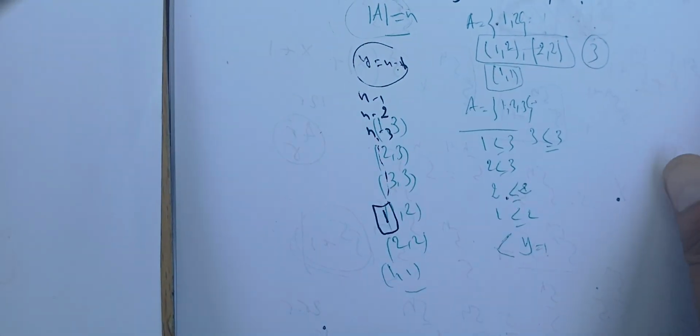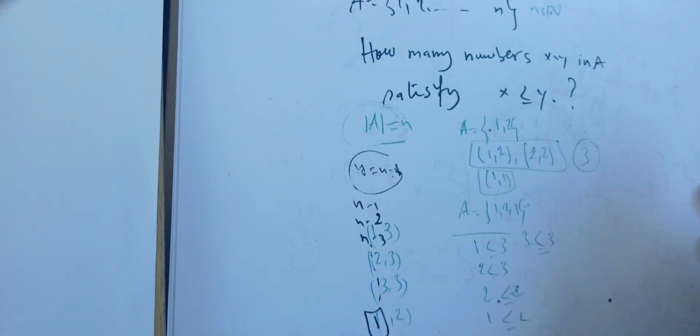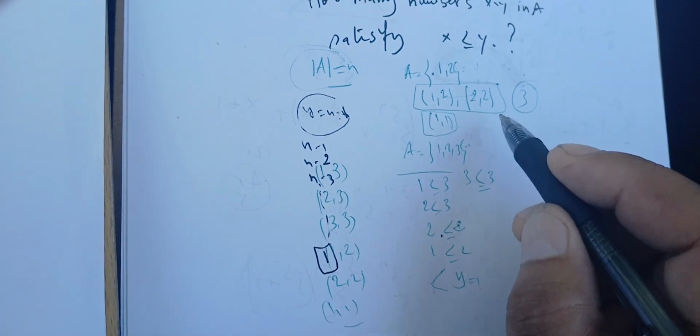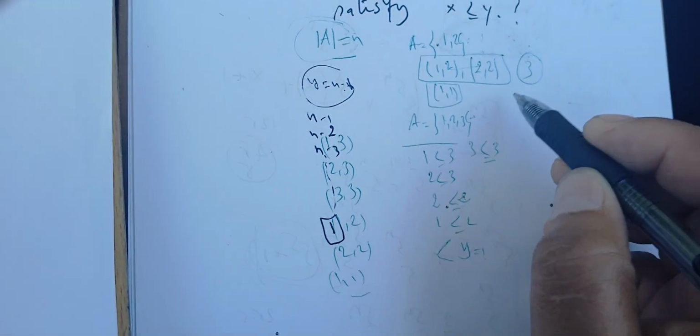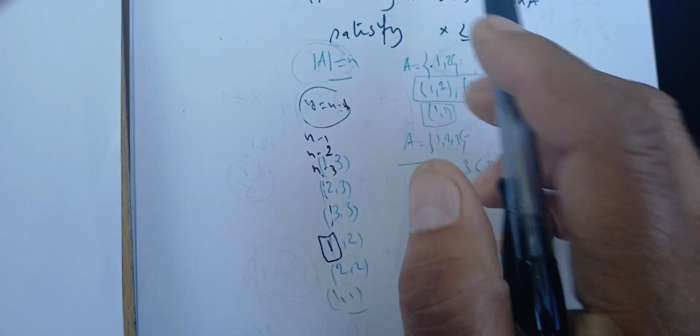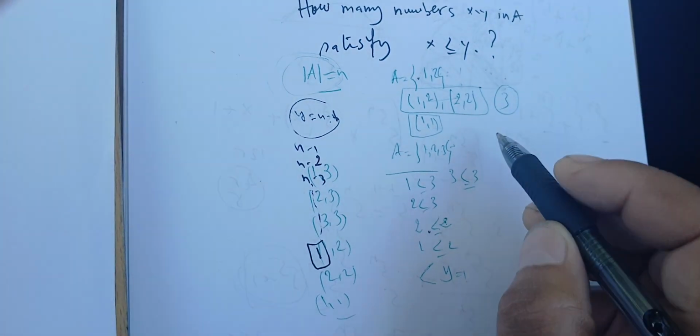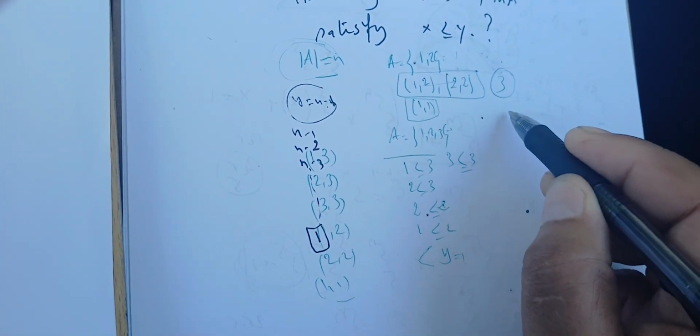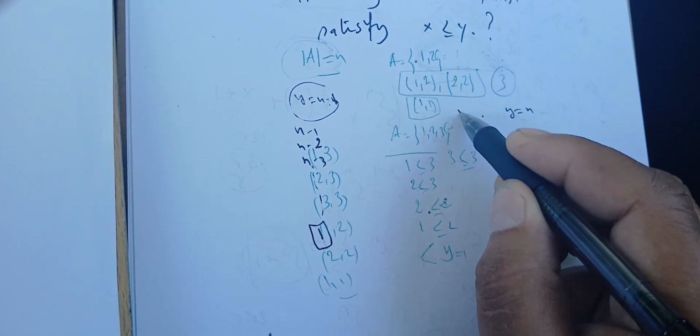Now we're going to do it in general. If y is n, what are the values of x that are less than or equal to n? It's 1, 2, 3, 4, up to n. So how many do we have? We have n elements. If y is n, we have n elements.